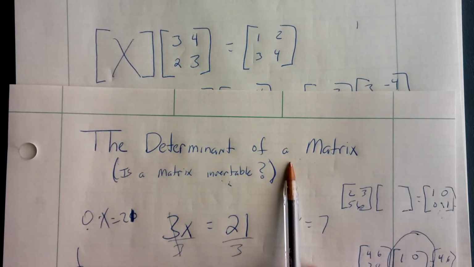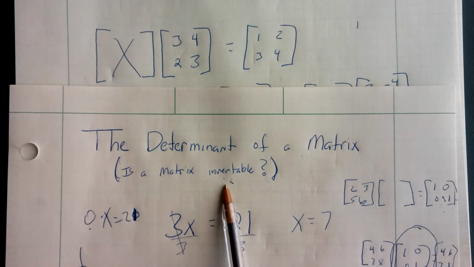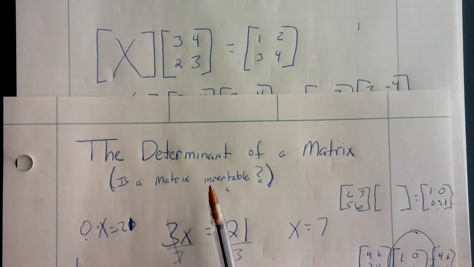The first thing I want to emphasize is invertible matrices have to be a square matrix. So it has to have the same number of rows as it does columns. So a 2 by 2, a 3 by 3, a 4 by 4, a 5 by 5. A 2 by 3 you could not invert. So let's talk about how we find if a matrix is invertible.